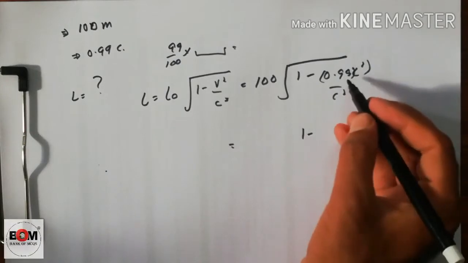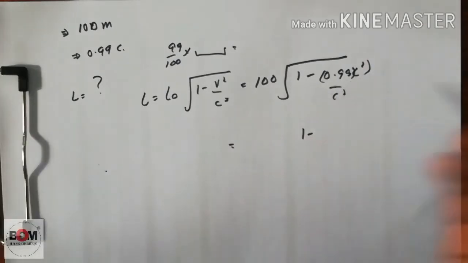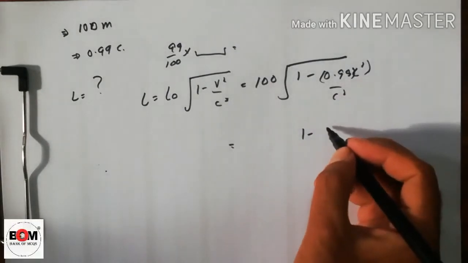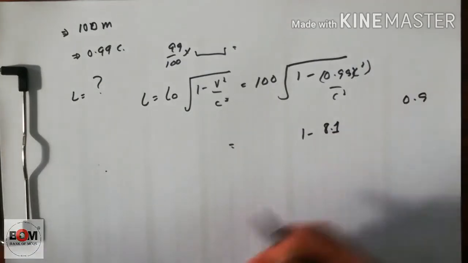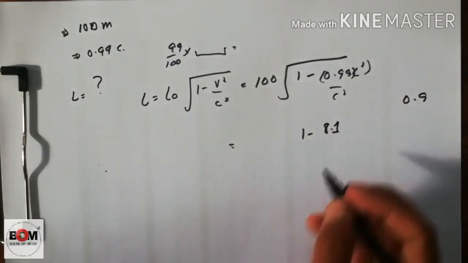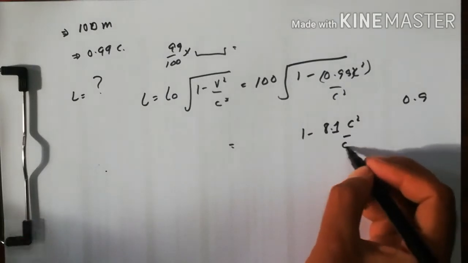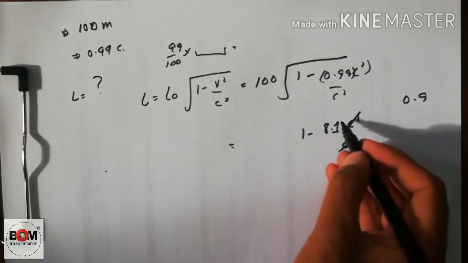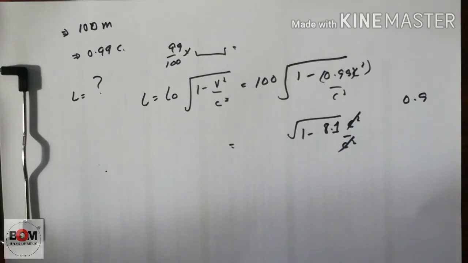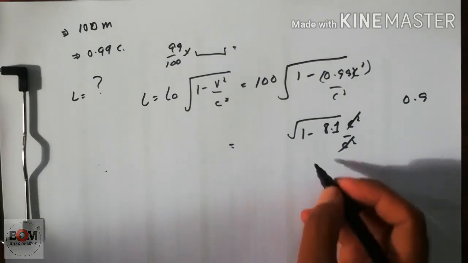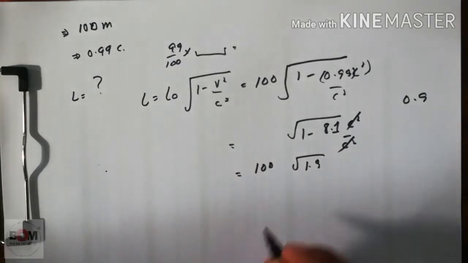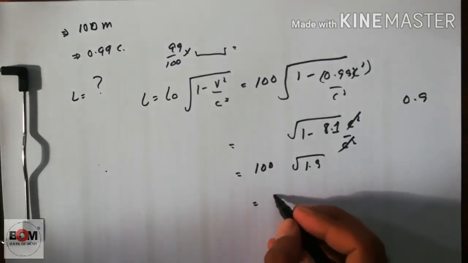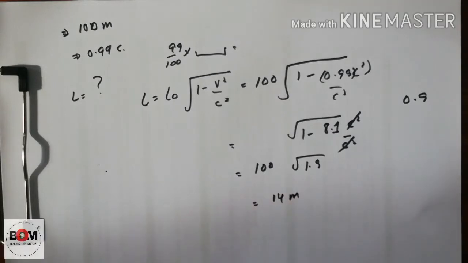So 1 minus 0.99: take the square of 0.99, 9 nines are 81. In the case of 0.9 we will get 8.1, for v square divided by c square. Now 1 minus 8.1 is equal to 1.9. Now 1.9 into 100 will give us some value, that is 14 meter in this case.